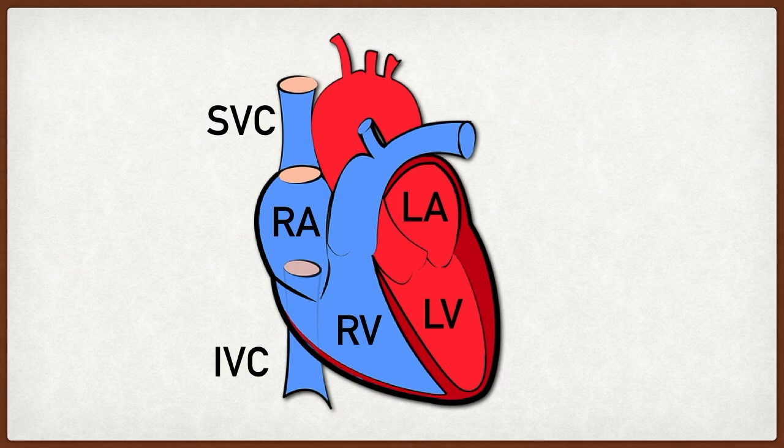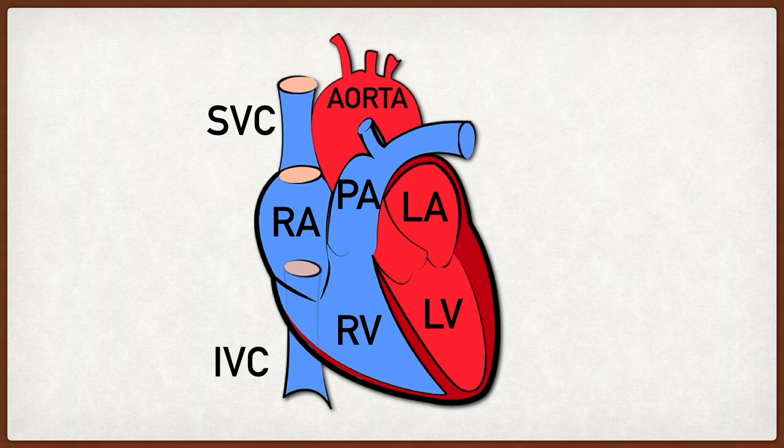Then we have the superior vena cava and inferior vena cava. These are the main veins that deliver the venous blood from the rest of the body back to the heart, specifically the right atrium. Then we have the pulmonary artery, which exits the right ventricle, and we have the aorta, which exits the left ventricle.